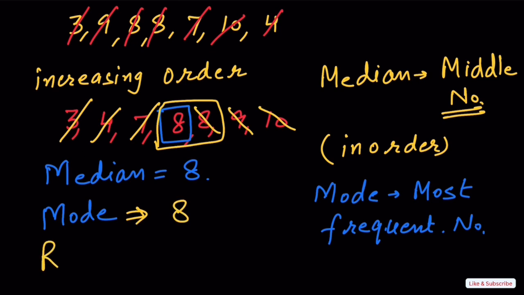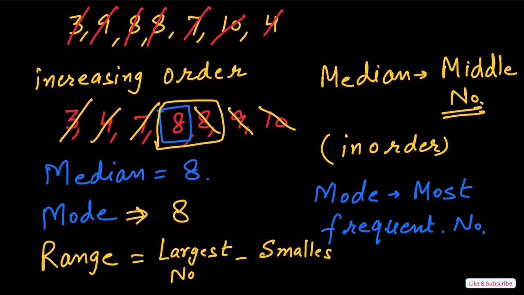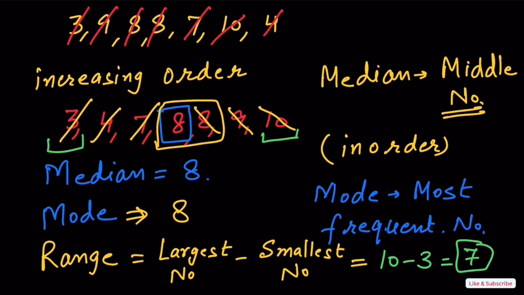Now how about the range? Range, in simple words, is called the spread, and we can find out the spread by subtracting the smallest number from the largest number. So we simply write it as the largest number minus the smallest number. Now what is the largest number in the data? The largest number in the data is 10, and the smallest number in the data is 3. So that gives me 10 minus 3, which is 7, and that is how you find mean, median, mode, and range.